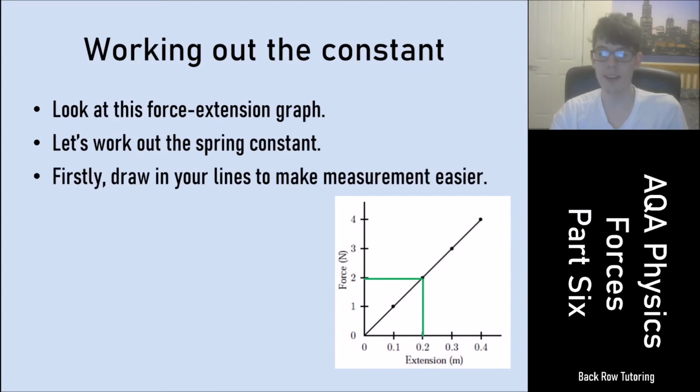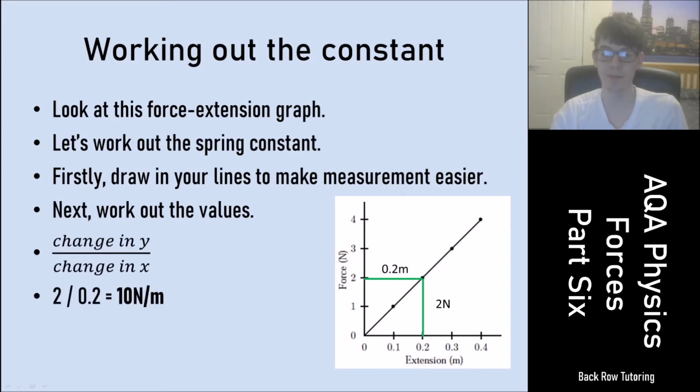Firstly, draw on your lines to make the measurement easier. So if you pick one point and you pick another point, we can work out the change in y and the change in x. Next, work out the values of change in y and change in x. Well, from 0 to this point here, we'll have a change in y, a change in force, of 2 newtons, and we'll have a change in x of 0.2 meters. So the extension change is 0.2 meters, and the force change is 2 newtons. To work out the gradient, we'll use the formula change in y divided by change in x, and if we divide 2 by 0.2, we'll get 10 newtons per meter.